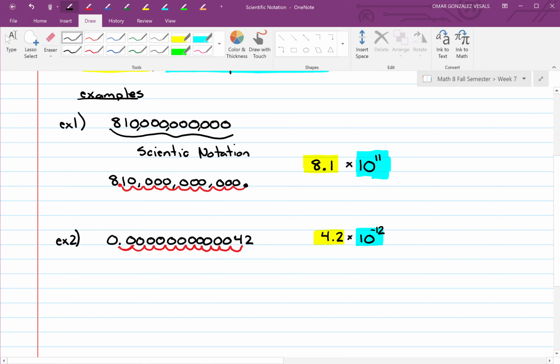Wow. So I want you to pay attention to this. When you moved your decimal in the big number, the decimal moved to the what? To the left. So when the decimal moved to the left, we get a what kind of exponent? A positive. We get a positive exponent.